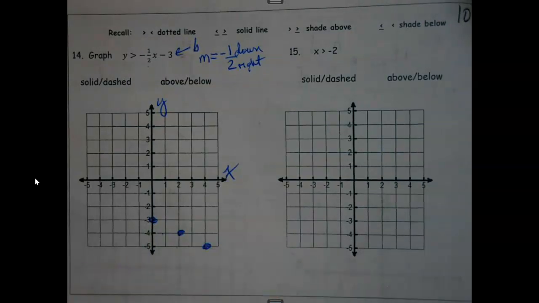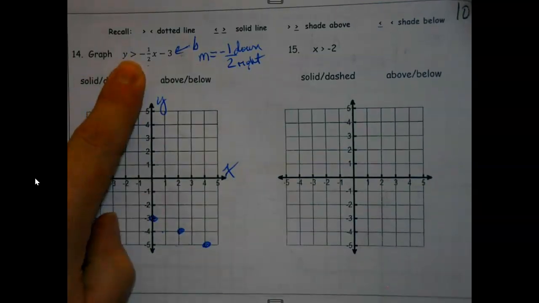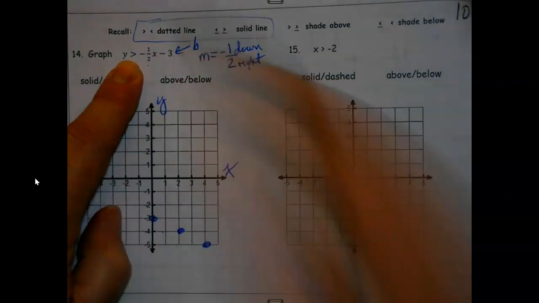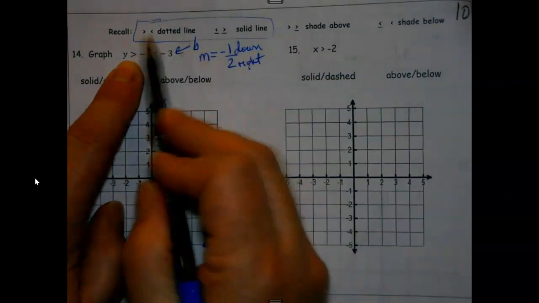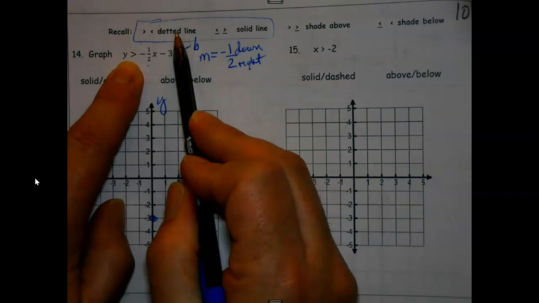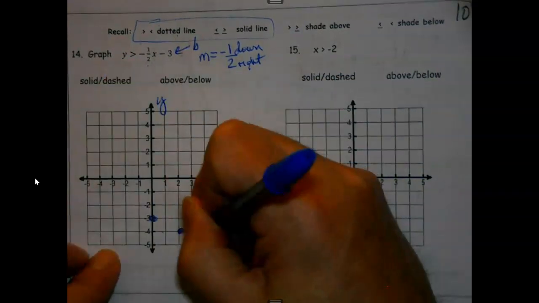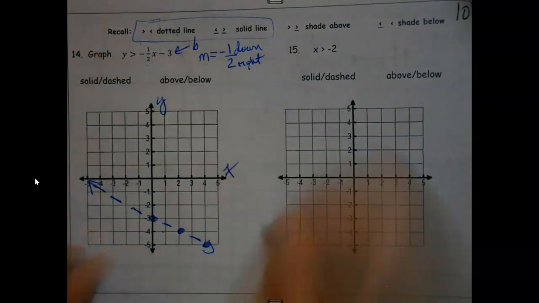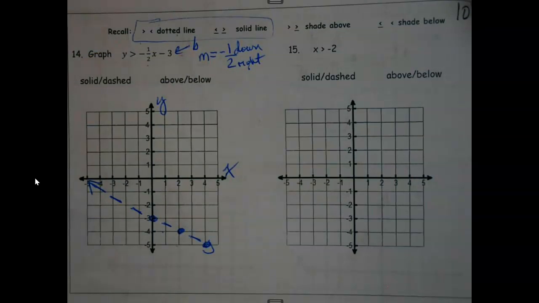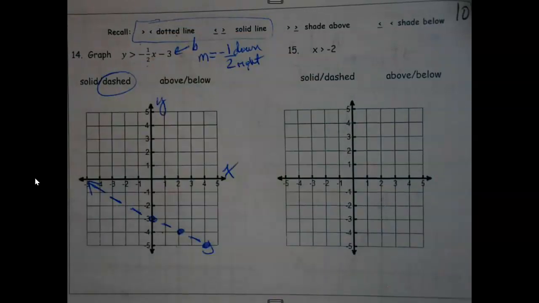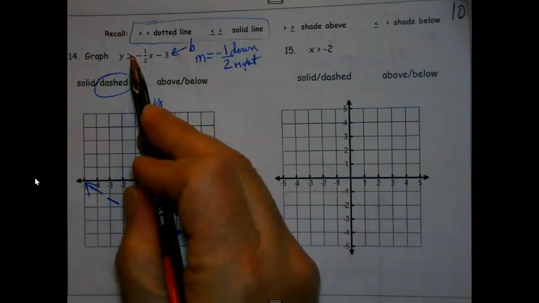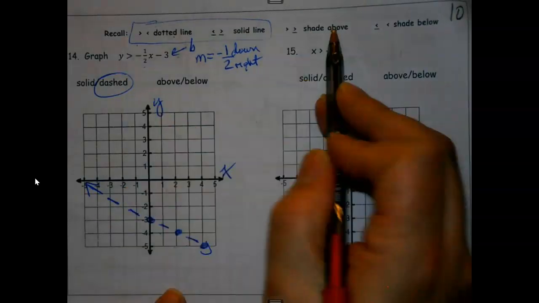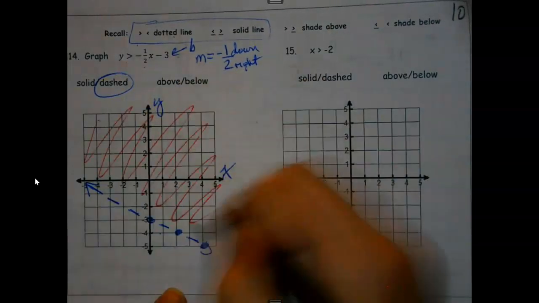But don't just draw the line through automatically, because remember, with these, I got to pay attention to the arrow to see what type of line it is. If there's no line under it, it's a dotted line. If there's a line under it, it's a solid. So this is a dotted or a dashed line. And when I try to see if I shade above or below, the y is being eaten by the arrow. The arrow is going to the right. We shade above.